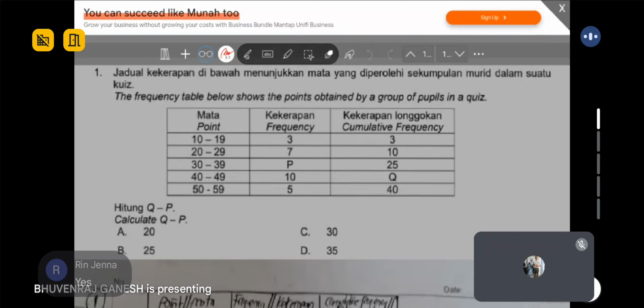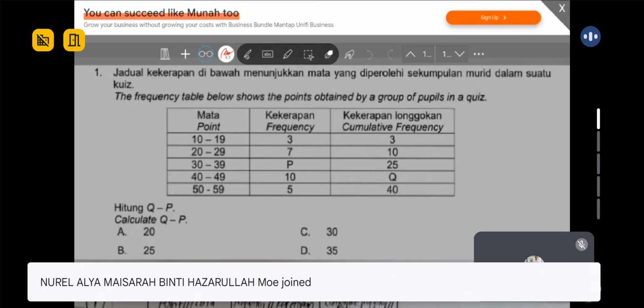I will choose from modules. Okay. So Form 5 chapter 7, Form 5 bab 7. Okay, so this chapter, mainly you must focus on your drawing.